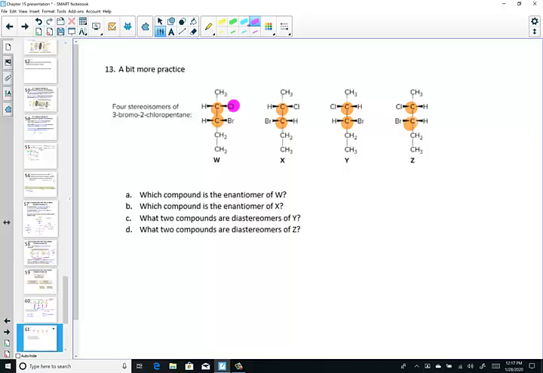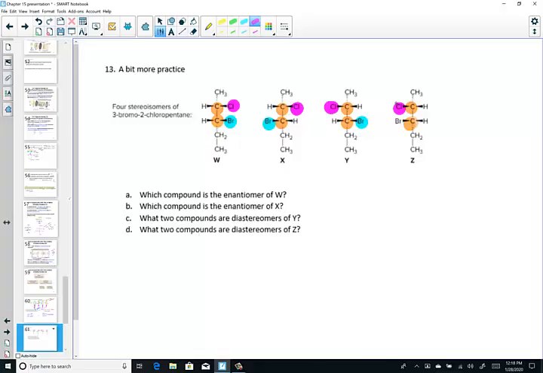Here I have a chlorine, and here I have a bromine. Okay, they look to be on the right-hand side. Here again, I have a chlorine and a bromine on the opposite sides. Well, they're not mirror images, are they? They're not mirror images, so they must be diastereomers. Alrighty, here I have a bromine and chlorine. That looks a lot like the mirror image of X, the second molecule.